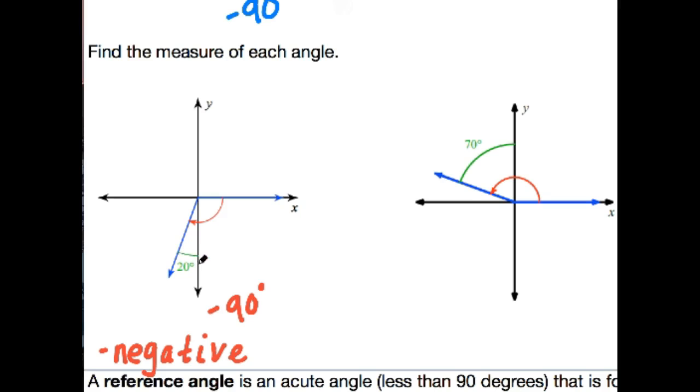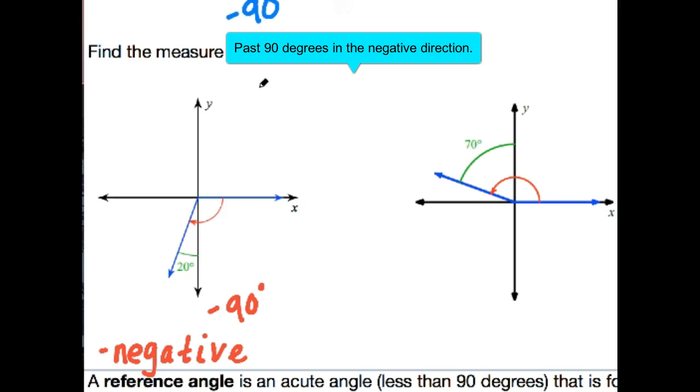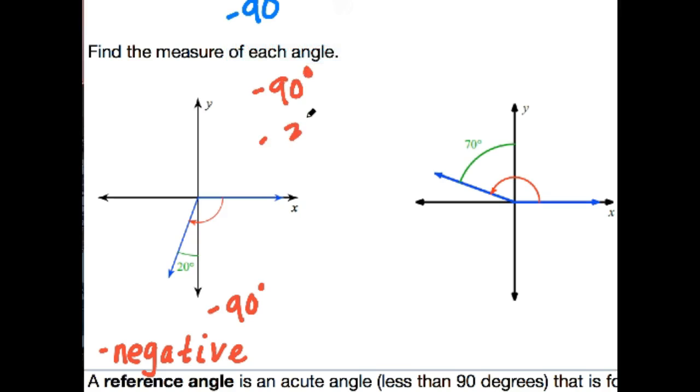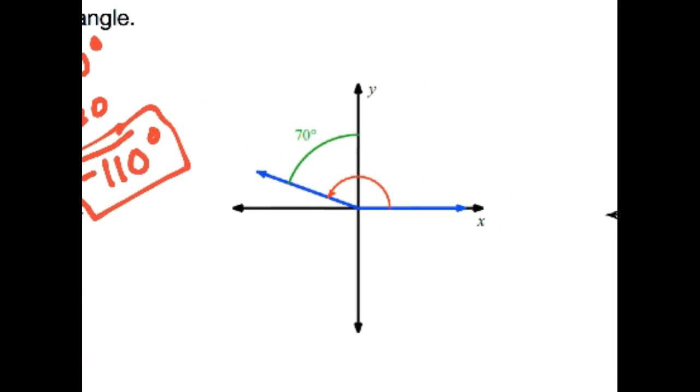It is not, but it's giving us some type of reference from the y-axis. So we're 20 degrees past negative 90. If we take negative 90 and take away 20 more, we're at negative 110 degrees. That is this angle measure right here, negative 110 degrees. Now let's look at our second angle here.